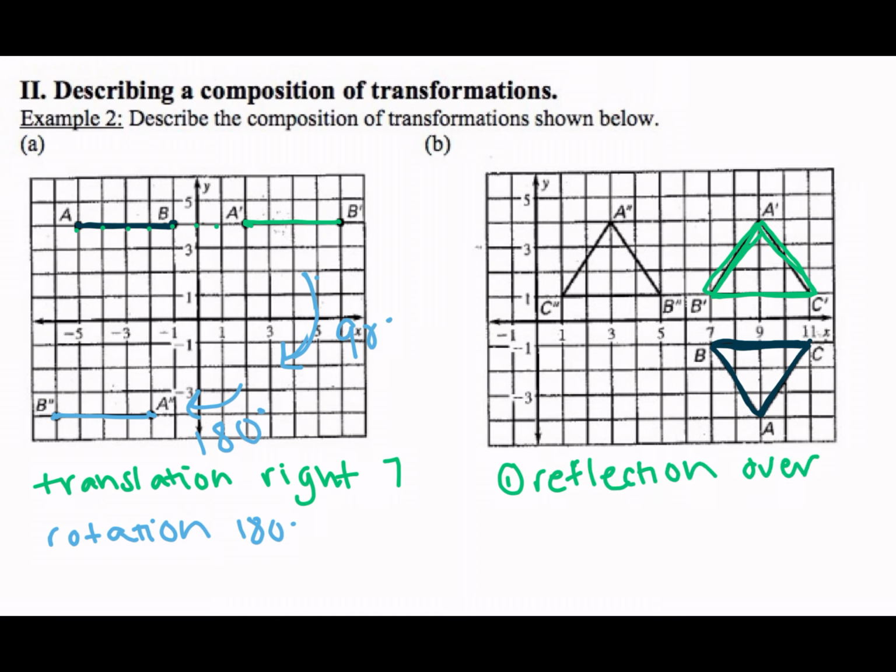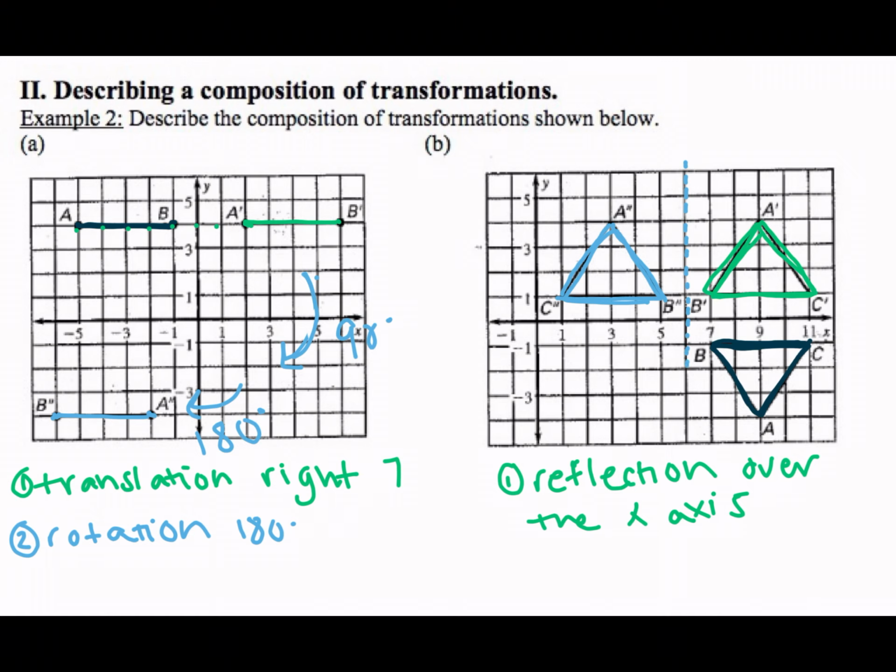over the x-axis. Okay. My second transformation, I want to look where the image A prime, B prime, C prime was mapped onto A double prime, B double prime, C double prime. To get over here, it was reflected, but now it's reflected over this line right here.